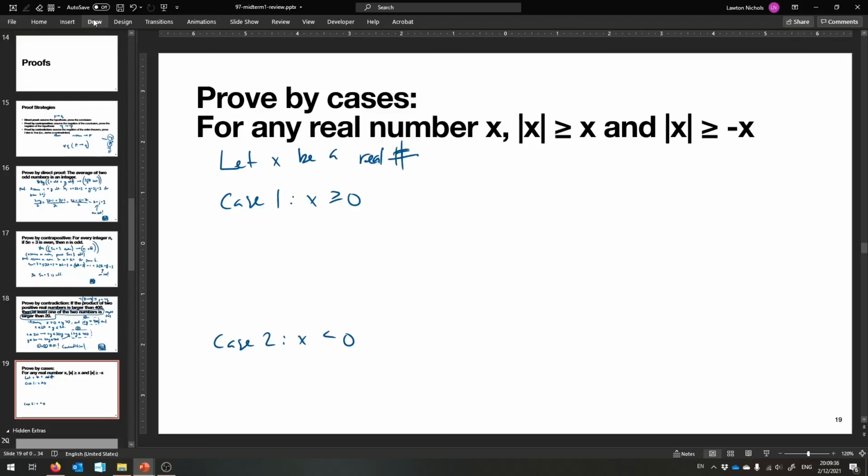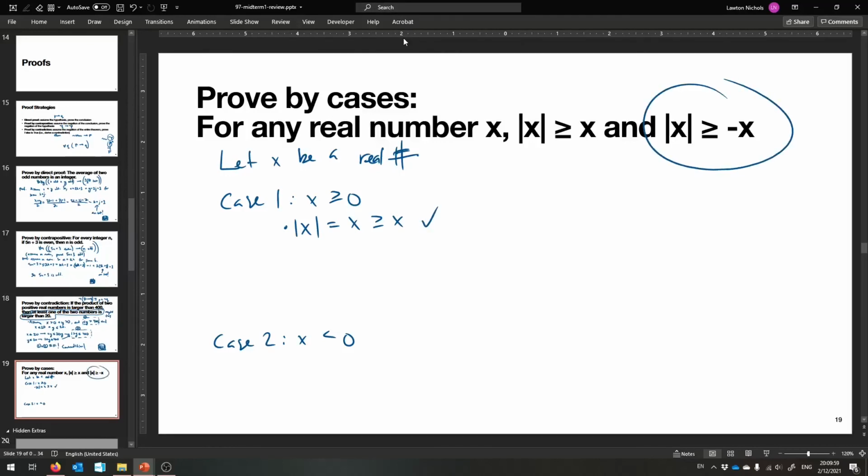All right, so if x is greater than or equal to 0, let's start. The absolute value of x, following the definition of absolute value, is going to be equal to x. Which is absolutely true that it is greater than or equal to x. x is greater than or equal to itself, for sure. That's fine, so check for that.